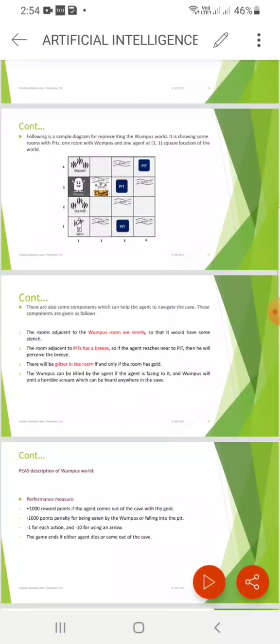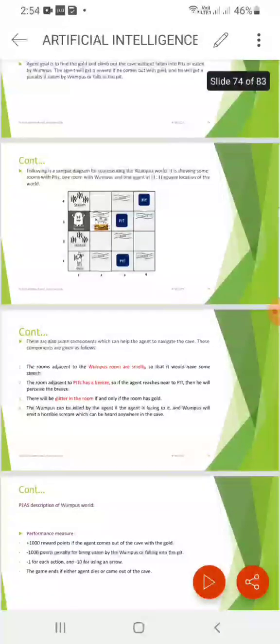So the smell means here we need to use perception. As I already discussed in the class, the agent can act, or perceive the outside world, through senses. That is how he can sense.